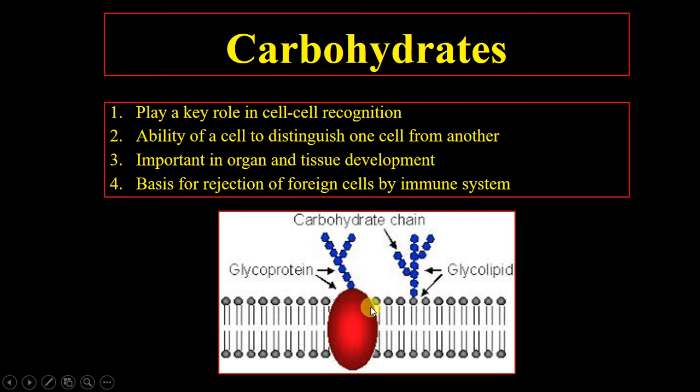The main function of carbohydrates is identification of the type of cell. They play a key role in cell-cell recognition, the ability of a cell to distinguish one cell from another, and are important in organ and tissue development, and are the basis for rejection of foreign cells by the immune system.